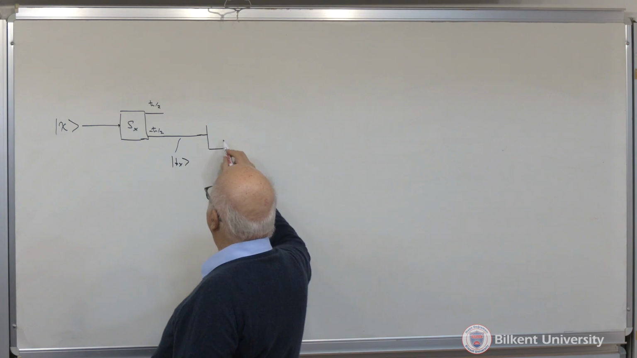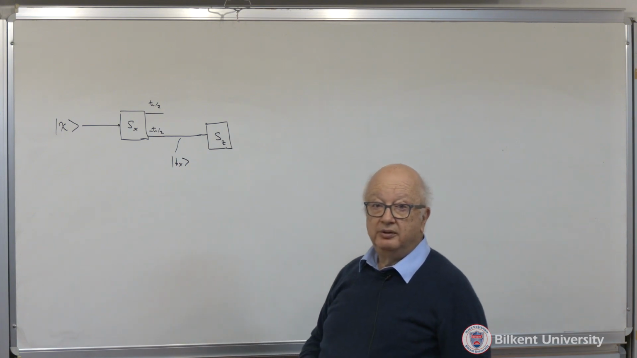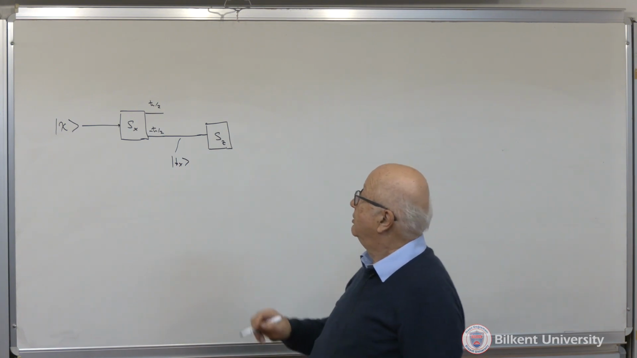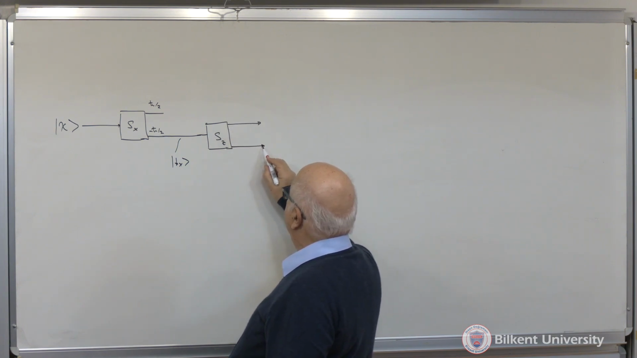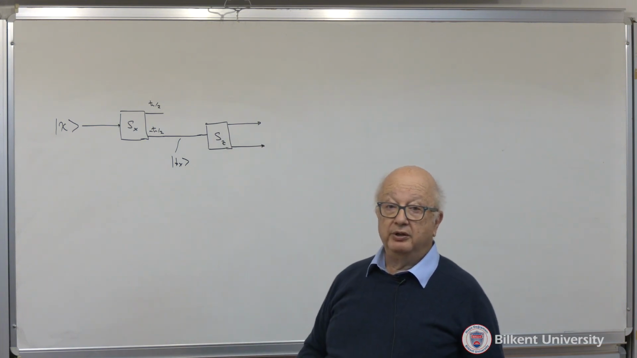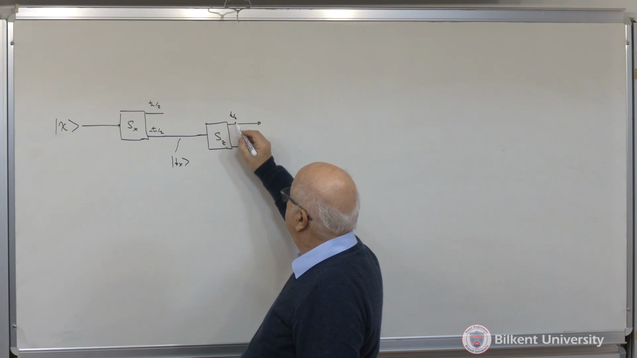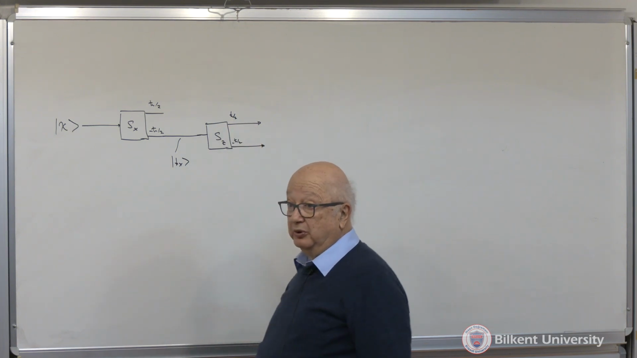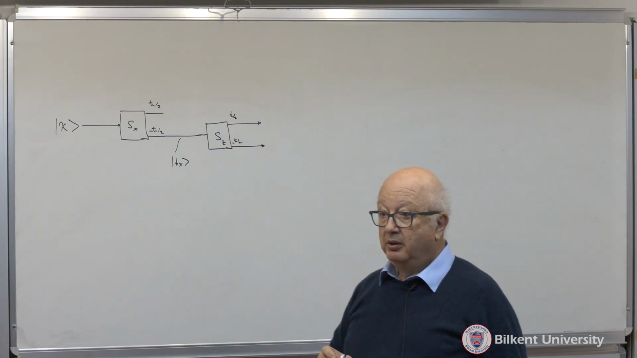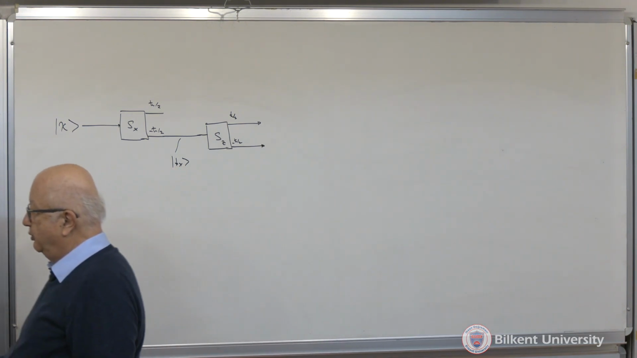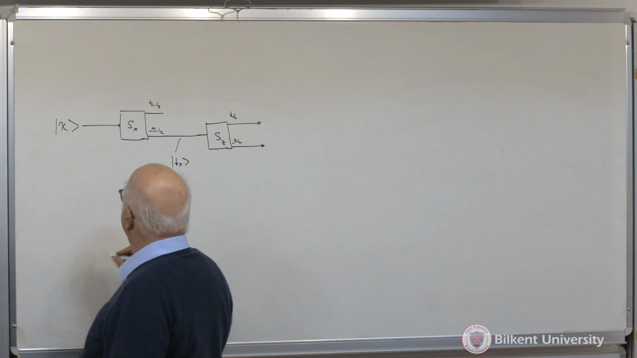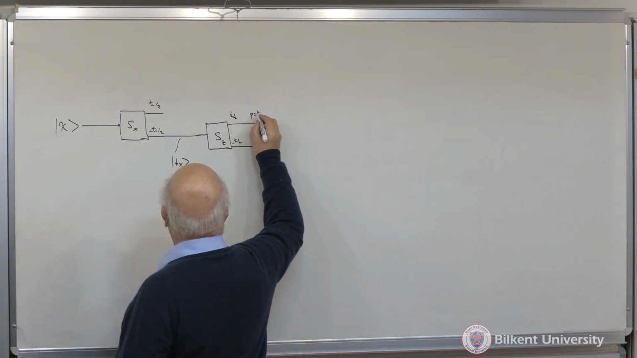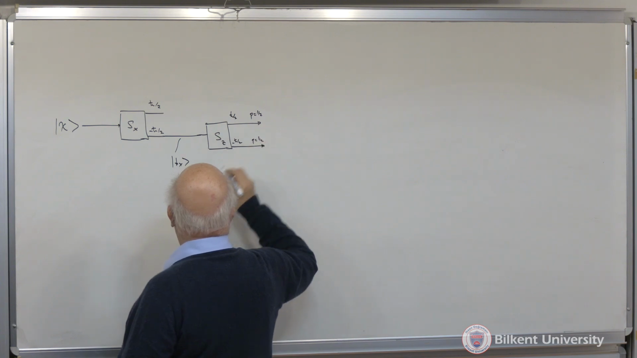Now I want to measure Sz on it. So what are the possibilities? Possibilities are always the same. It's either plus h bar over 2 or minus h bar over 2. But what are the probabilities? It's the magnitude squared of these things, so it's the square of this and the square of that. So I'm going to get probability 1/2 for this, probability 1/2 for that.